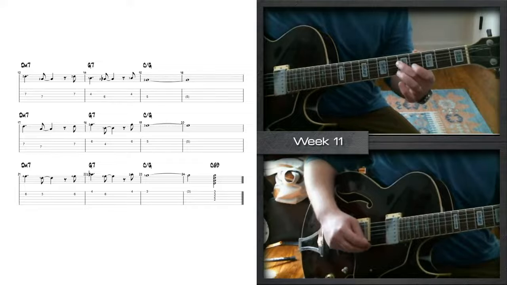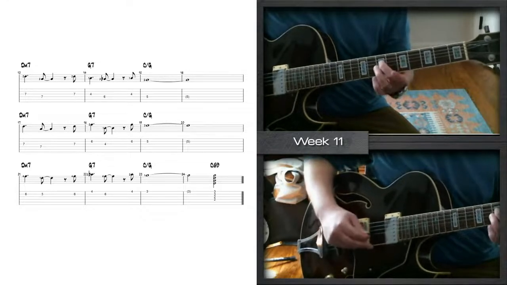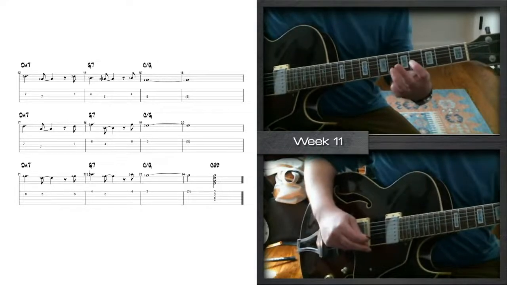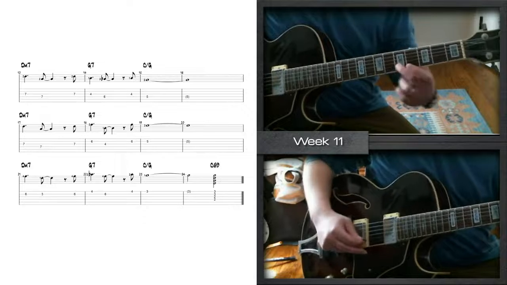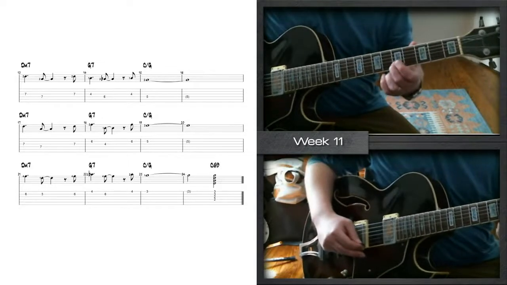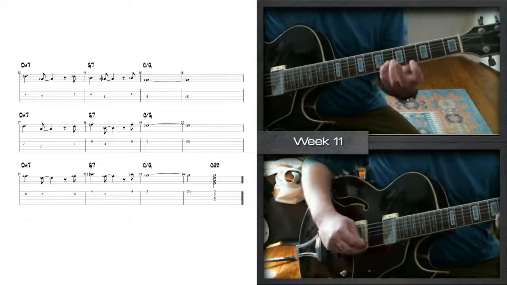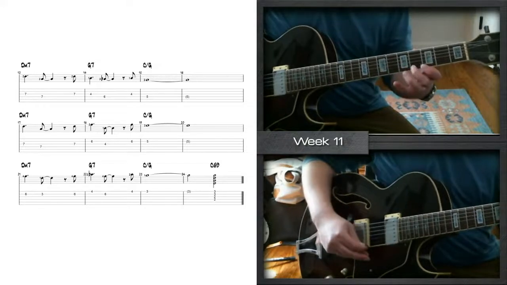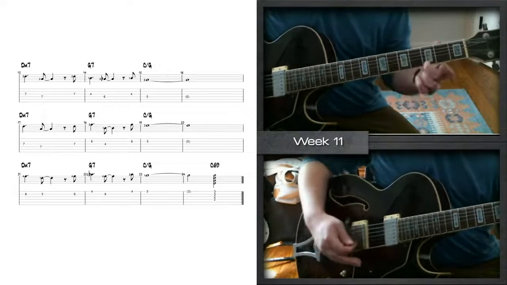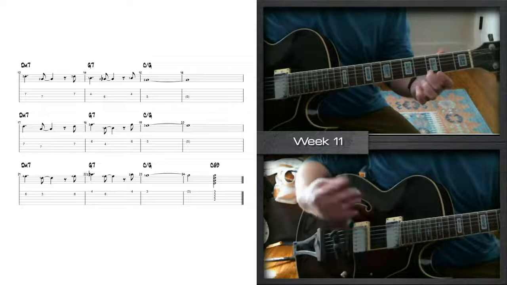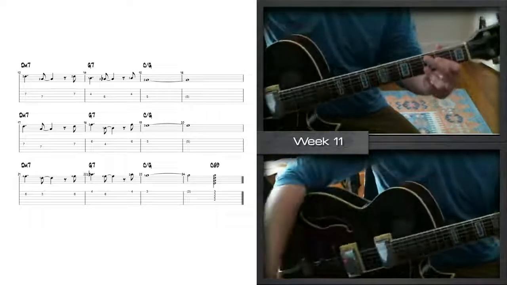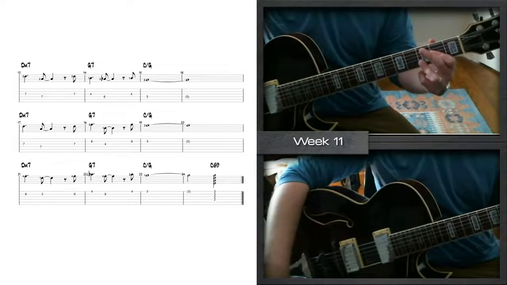So we have 2, 3, 4, 1, 2, 3, second tag. 2, 3, 4, 1, 2, one more tag. 2, 3, 4, give it a breather. 1, 2, and there's your C6-9, right?